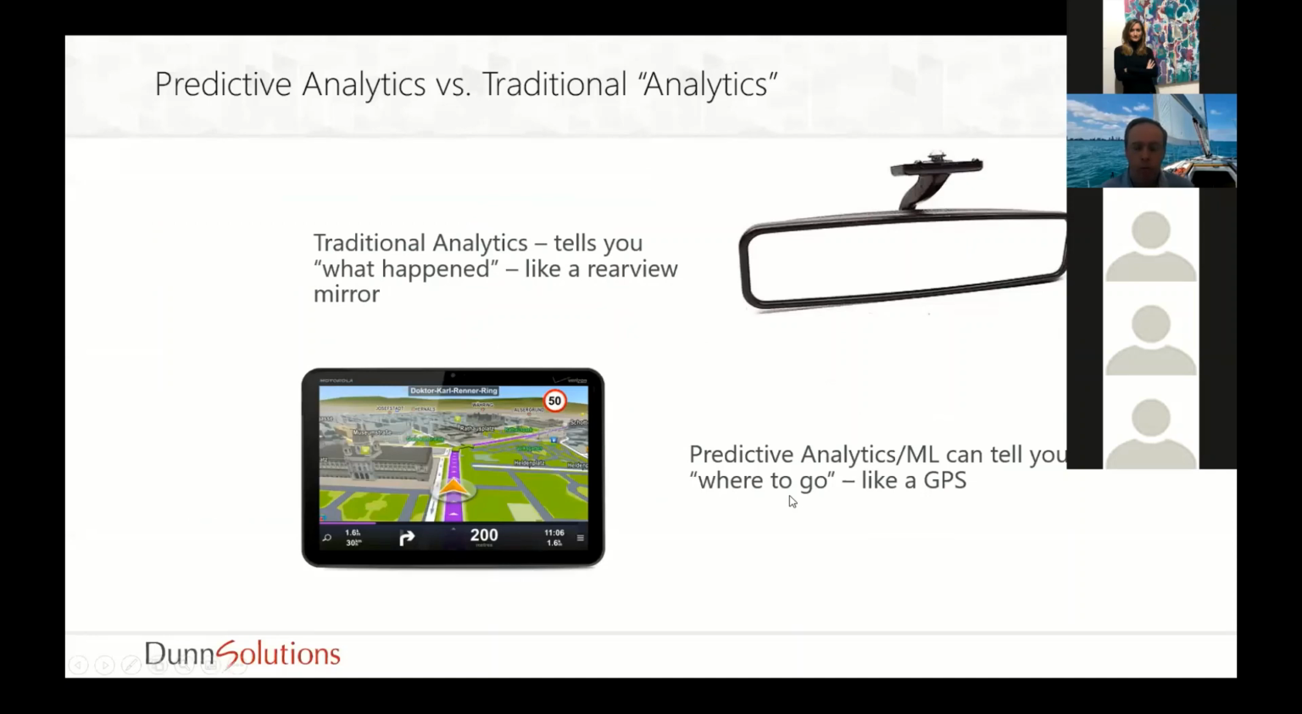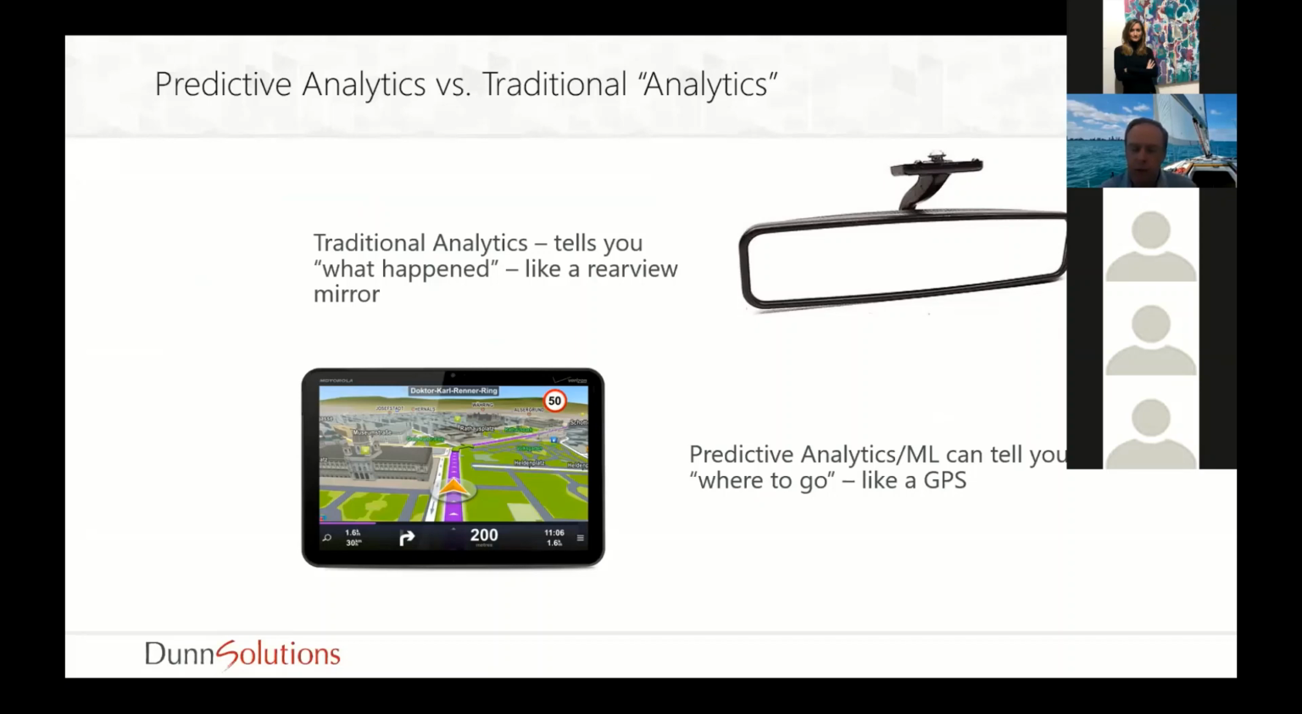So you probably already have a lot of reports, and every system you have gives you those reports. So the real question people ask all the time is, what is the difference between predictive analytics and traditional analytics, the reports and dashboards that I've been using for the last 20 years? So the way we look at it is traditional analytics is more about what happened in the past. It's like a rear view mirror when you're driving.